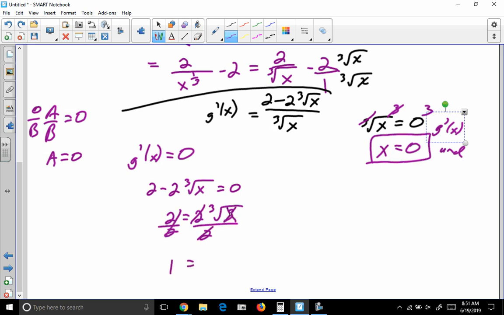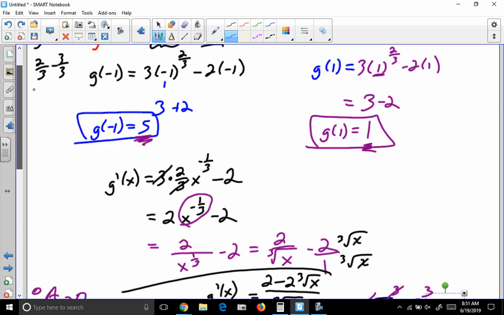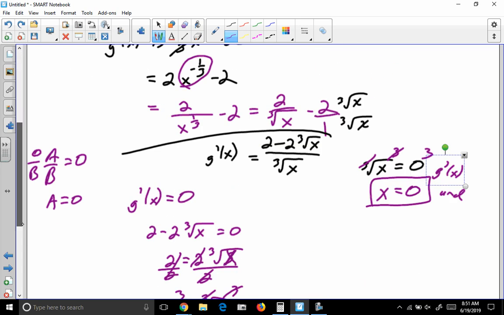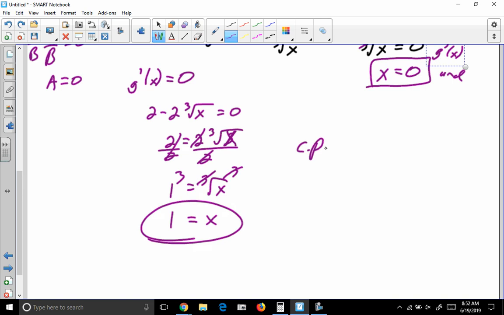Gotta go right in that 3 again. So we get 1 equals a cube root of x. If we cube both sides, we get x on the right, 1 on the left. Well, notice that's a critical point, but that's also the right side of our interval. So we have already found the y value, value of 1. So our critical points inside our interval are x equals 0 and x equals 1.